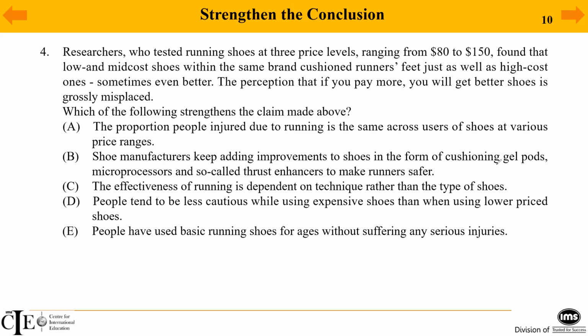Neither the positives are different nor the negatives are different. Positives are the same, negatives are also the same, which means there is no difference. Whatever you buy at whichever range, it is all the same. So it is proving the point again, is it not? So it strengthens. So A strengthens it. You must focus on what you have to prove, strengthen and weaken. Okay.